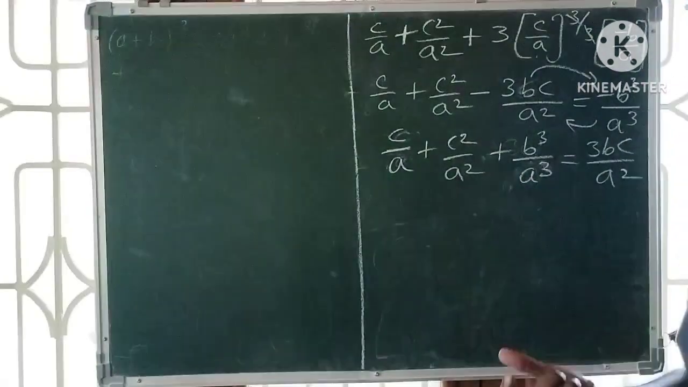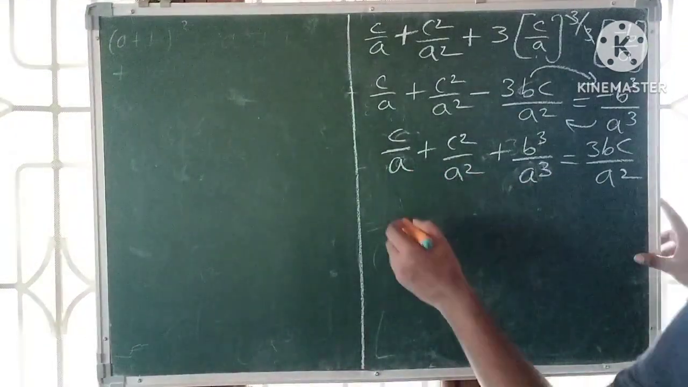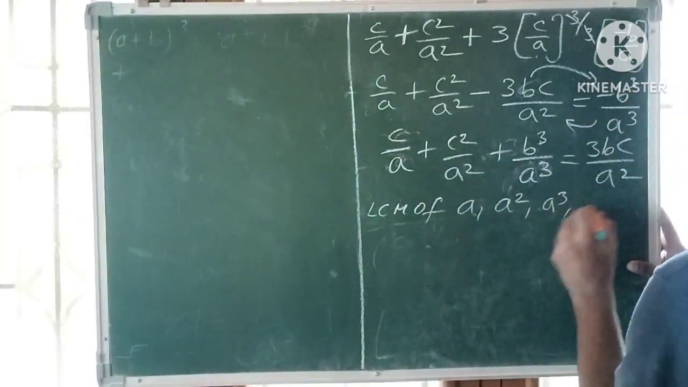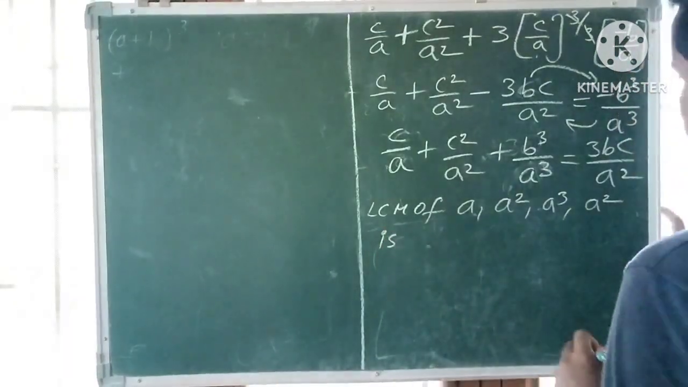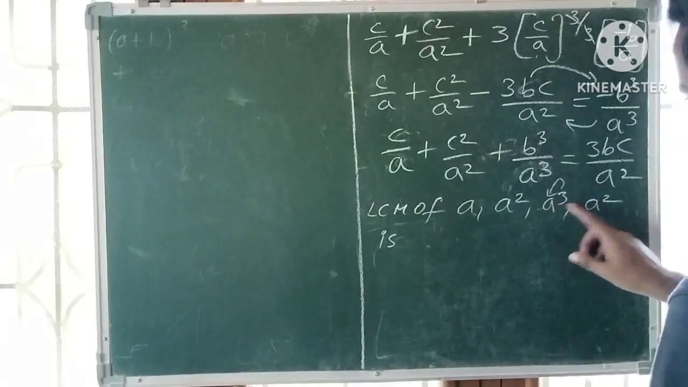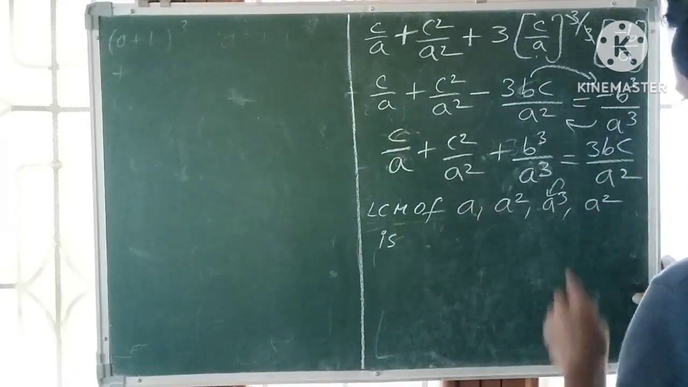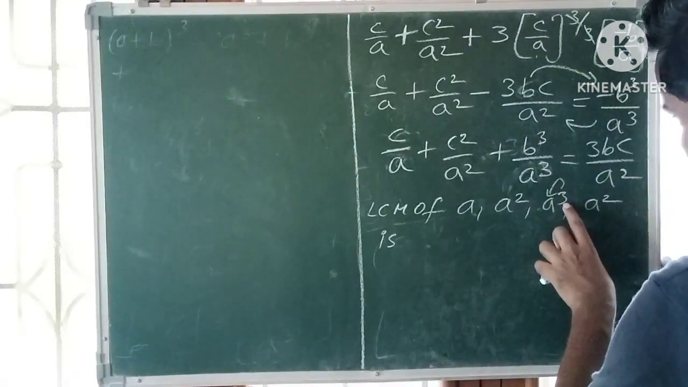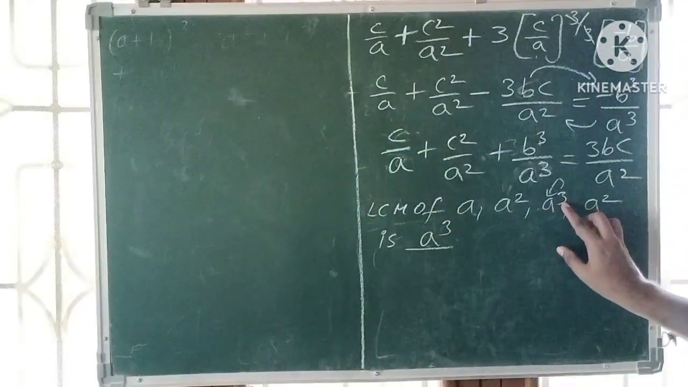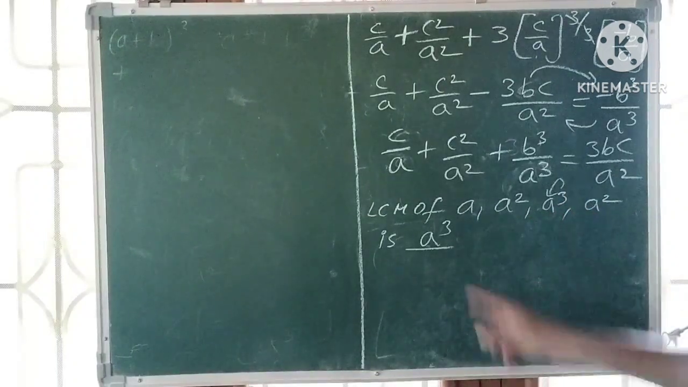Now find the LCM of the denominators. LCM of a square, a cube, a square. What is the LCM? See, look at the highest exponent or highest power, which is 3. So the LCM is a cube. Whichever has the highest power becomes the LCM. So the least common multiple of a square, a cube and a square is a cube.